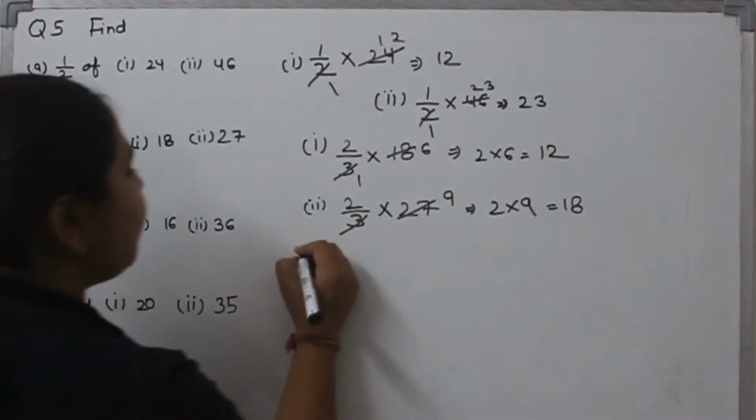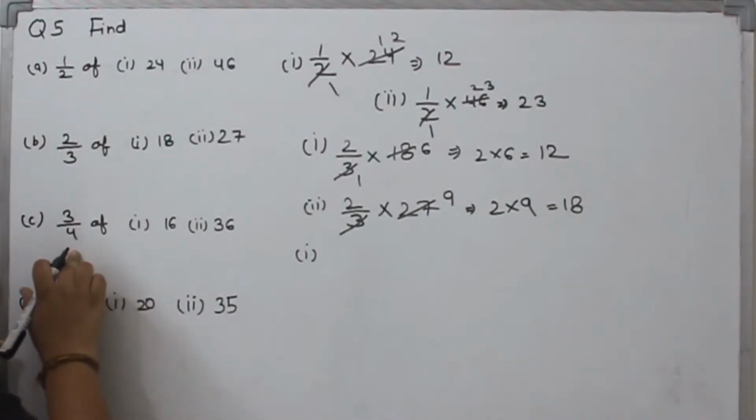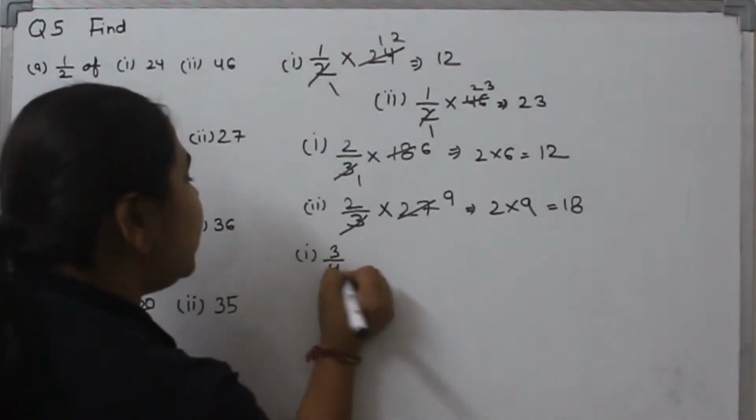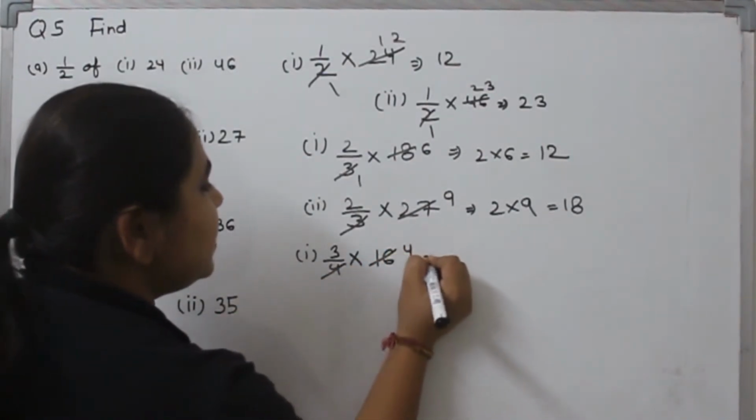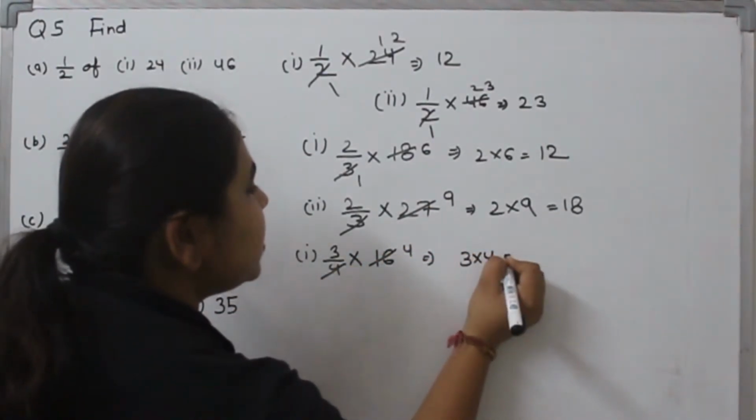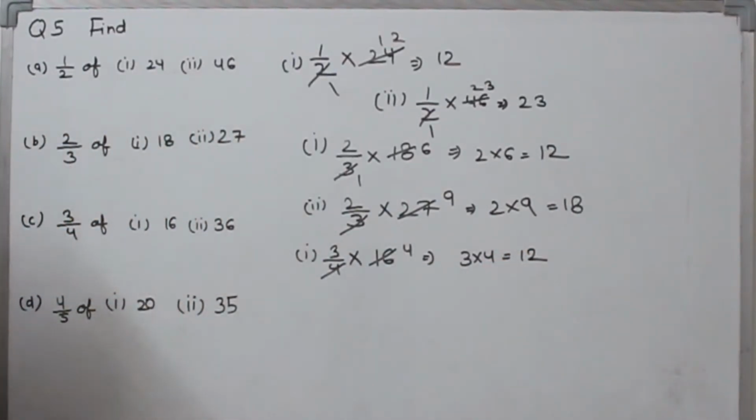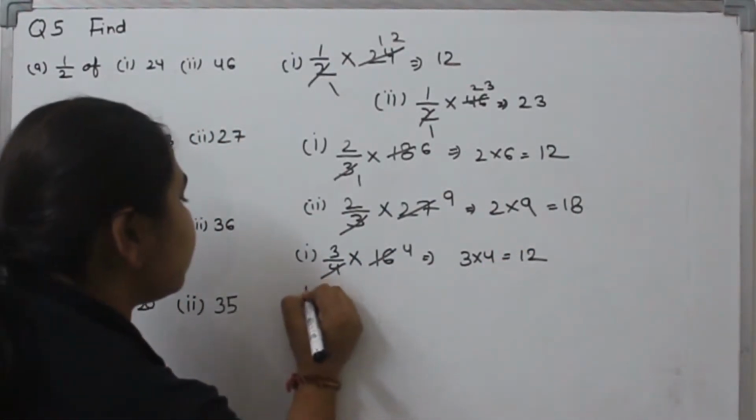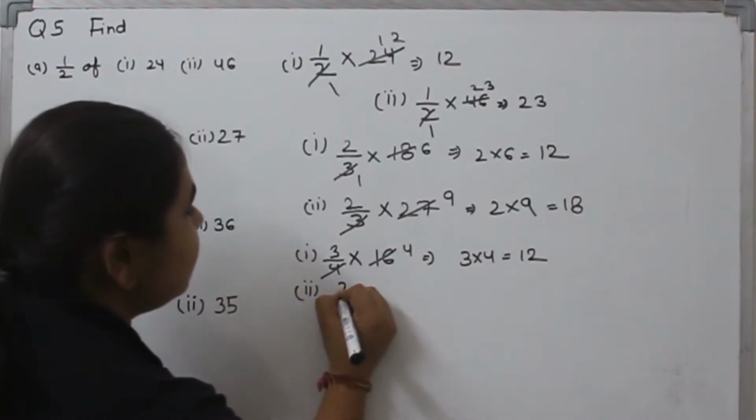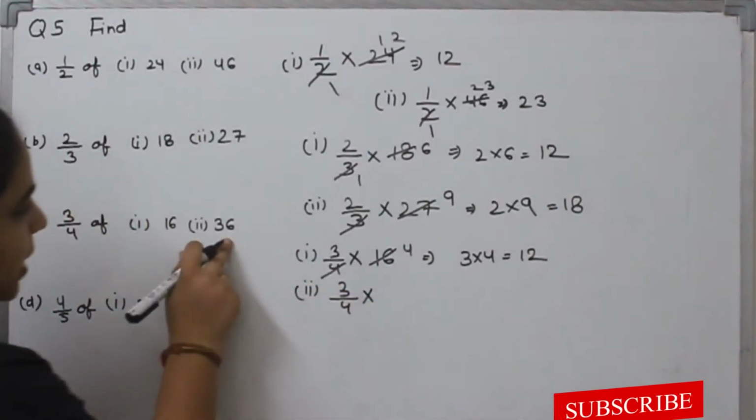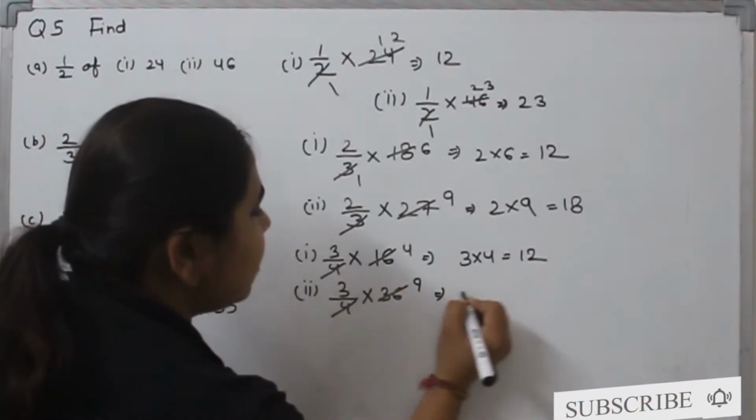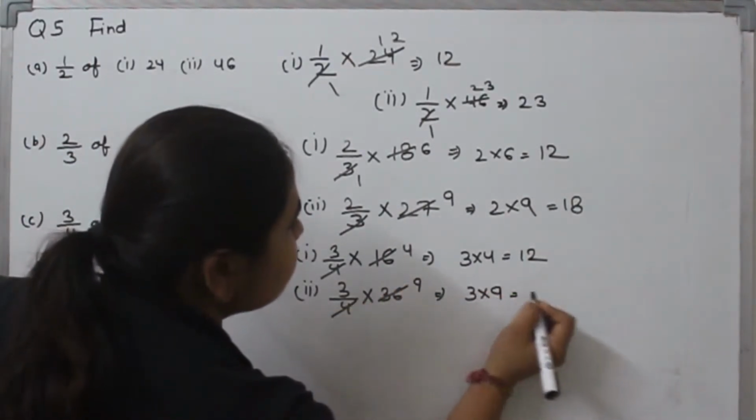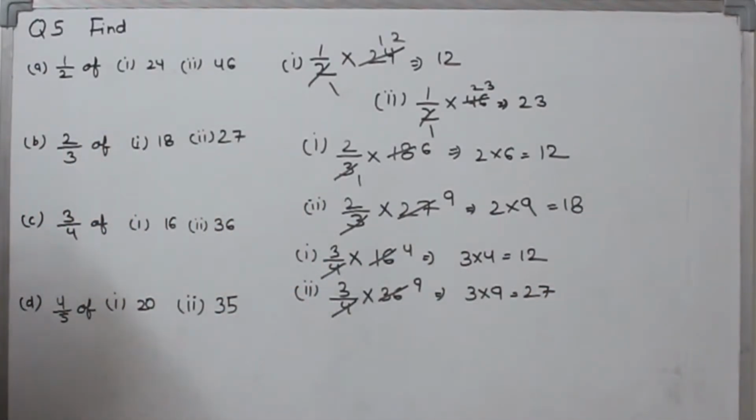Now part C. First part is 3 by 4 of means multiply. Part 1, 16. 4 fours are 16. 3 multiplied by 4 is equal to 12. Part 2: 3 by 4 of means multiply, 36. 4 nines are 36. 3 nines are 27.